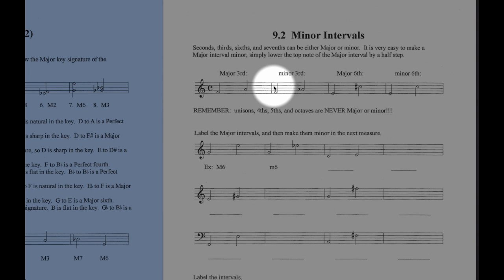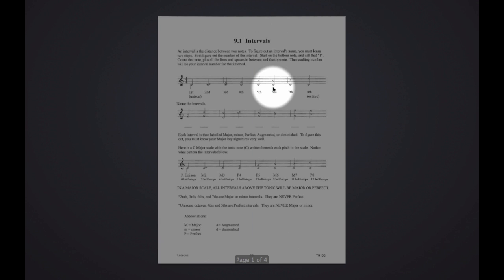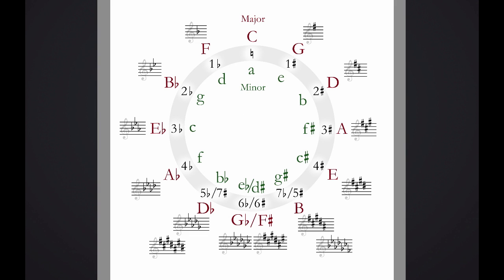So you have some homework to do. 1, you need to know the circle of fifths. To figure intervals out, you must know your major key signatures very well. You must automatically know that C major has no sharps or flats. That E flat major has 3 flats. That G major has 1 sharp. That just has to be second nature to you.